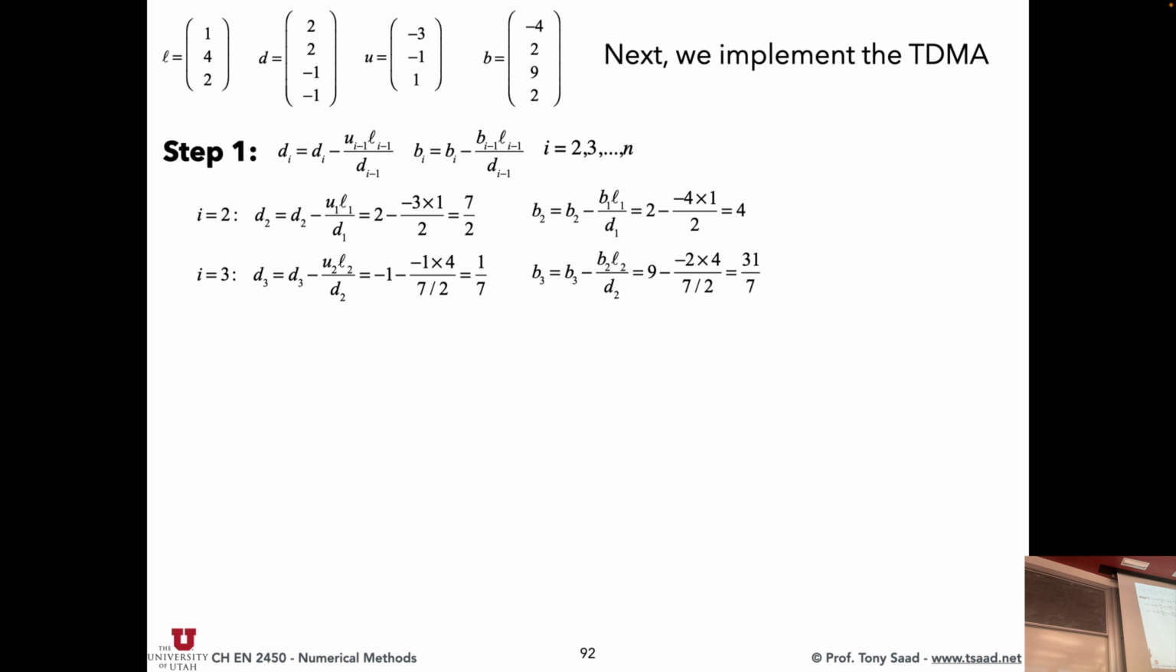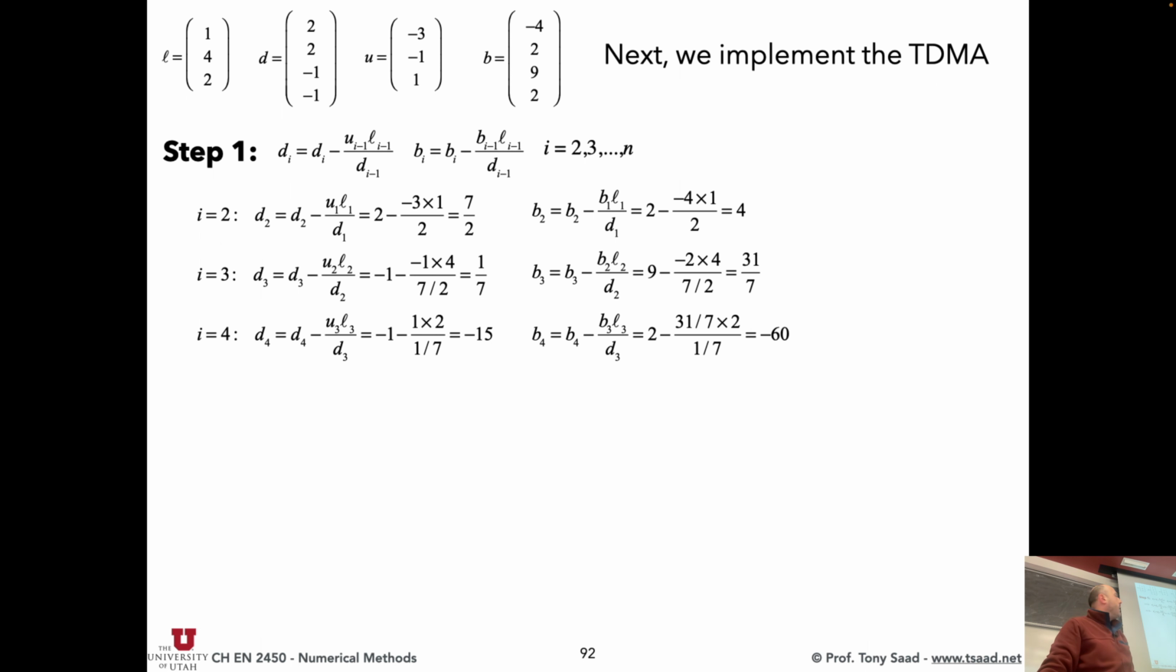Now you go to equation 3. The new D3 is equal to the old D3 minus U2 L2 over D2. Which D2 do you choose? You choose the one that you just computed, all right? Because in the mathematical derivation we did, that was D2 prime, okay? So you choose the D2 that you just computed. You see 7 over 2. Same thing with B3. It's B3 minus B2 L2 over D2, that most recent D2. And then you go to the last equation, okay?